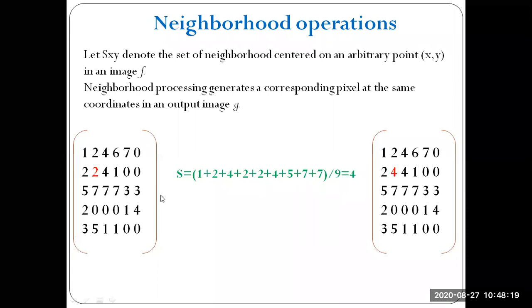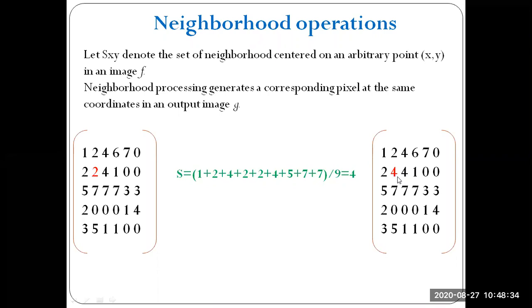So now your image is transformed or enhanced, a neighborhood intensity transformation, with the neighborhood as 1 2 4 6 7 0 2 4. Instead of 2 we are getting 4, remaining all the same. So like this we are changing the neighborhood intensity value.